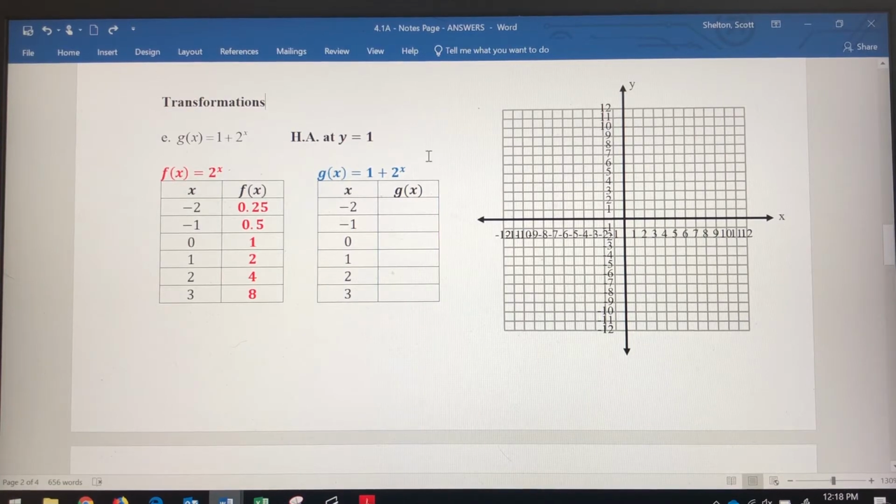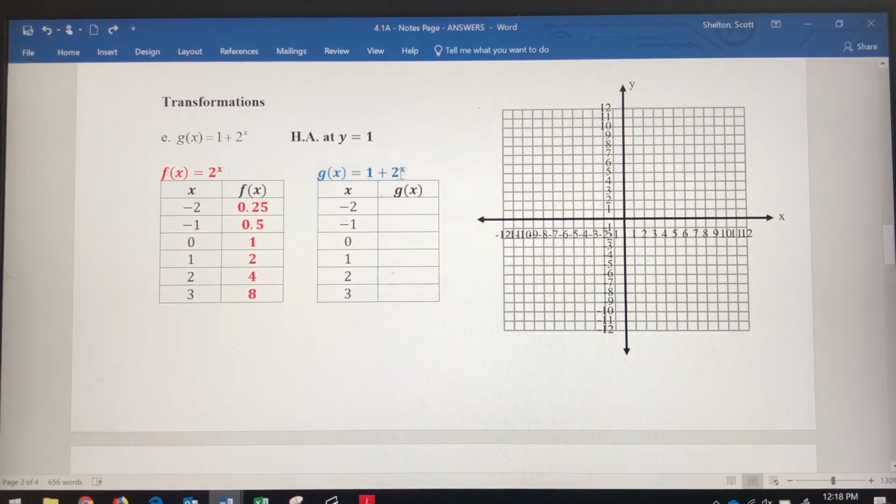Okay. Now, in this case, when we think about the transformations that we learned previously, when we were graphing quadratics or cubics or absolute value functions or other functions like that, this resulted in what we call a vertical shift. Okay. And you can tell from the horizontal asymptote that the vertical shift is going to be up 1, okay? Now, you can plug in these values for x and do all the math. Or you can realize we've got a vertical shift, and all of these y values, all of these f of x values are going to grow by 1, okay?